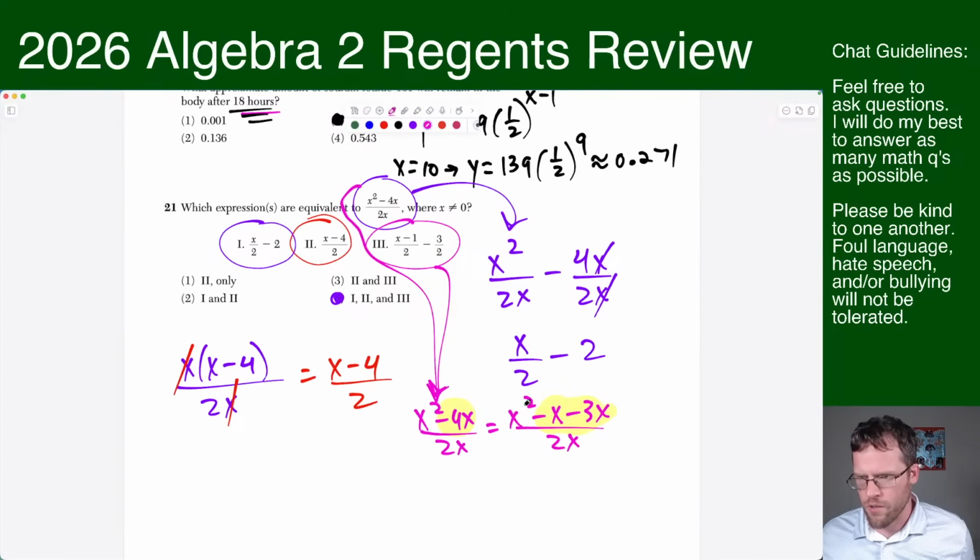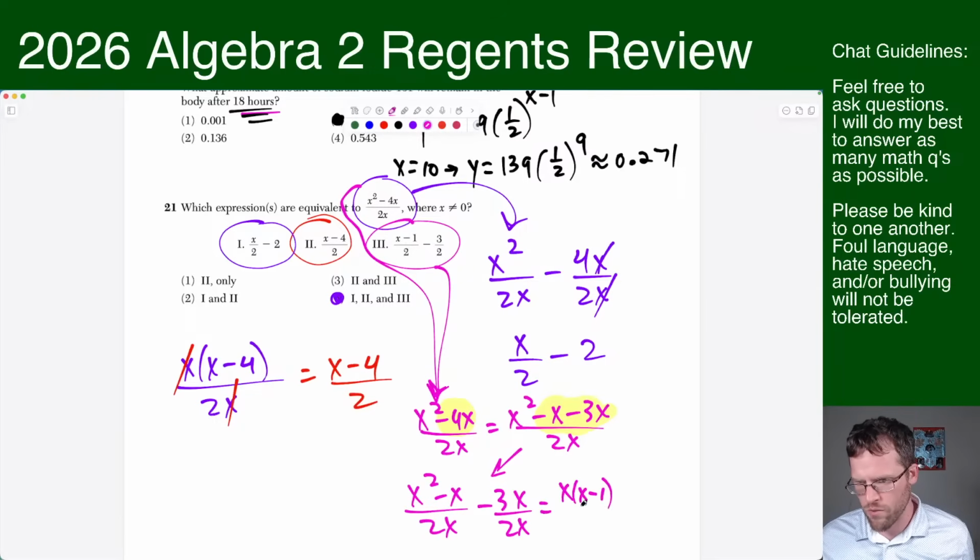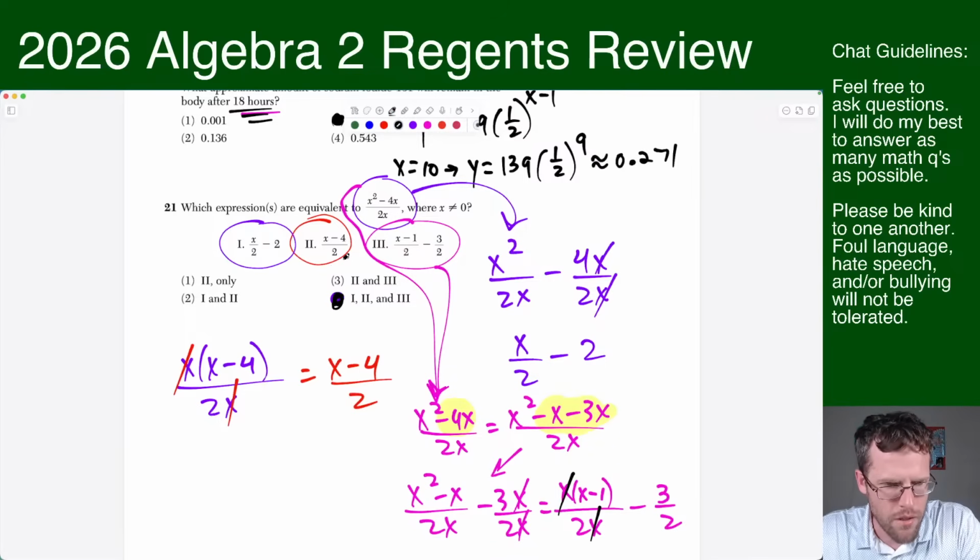Okay, so here I could break this up. I'm going to do x squared minus x over 2x, and then minus 3x over 2x. Then this becomes x times x minus 1 over 2x, minus, x over x cancels and we get 3 over 2. Notice how x over x cancels and we have x minus 1 over 2 minus 3 over 2. So they all work. But calculator. All right.